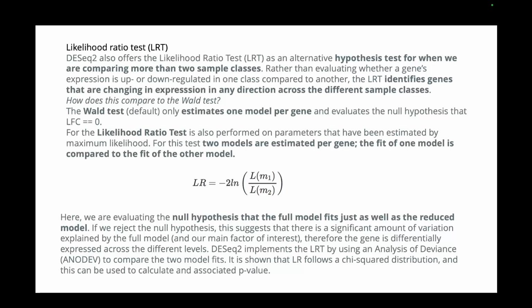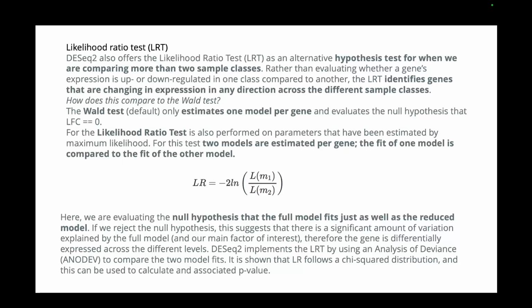One model fits the hypothesis that the gene is differentially expressed, and another model fits the hypothesis that the gene is not differentially expressed. Then you compare these two models to see which has a better likelihood of explaining the data at hand. You compare the model fits using an analysis of deviance, ANODEV, and it is shown that the likelihood ratio follows a chi-squared distribution, which can be used to calculate the associated p-value as well.